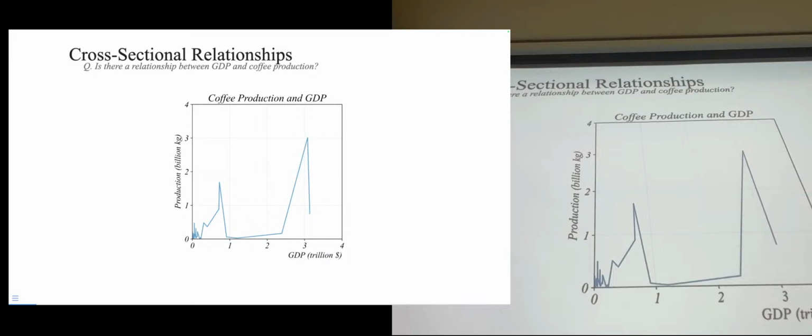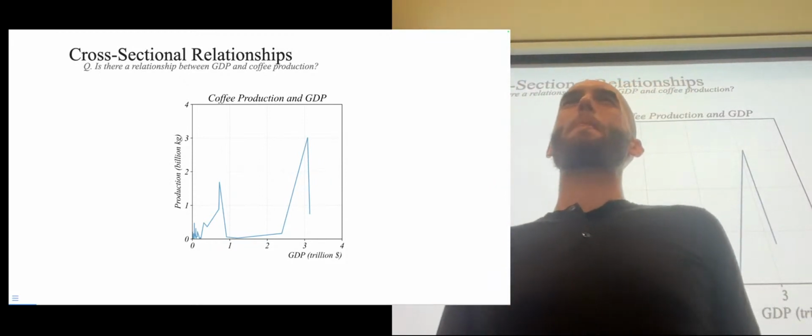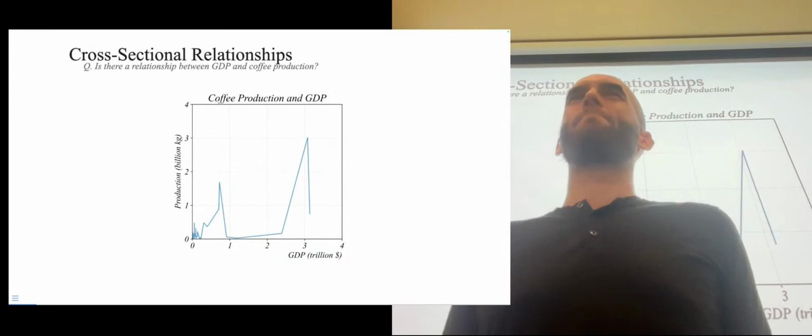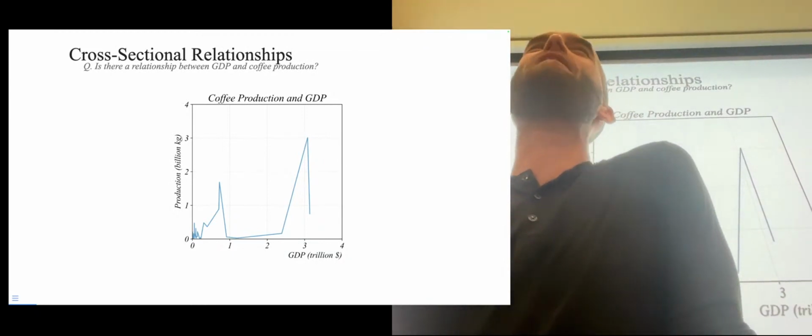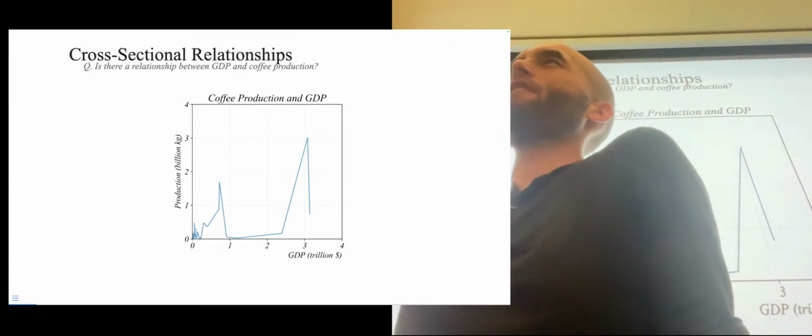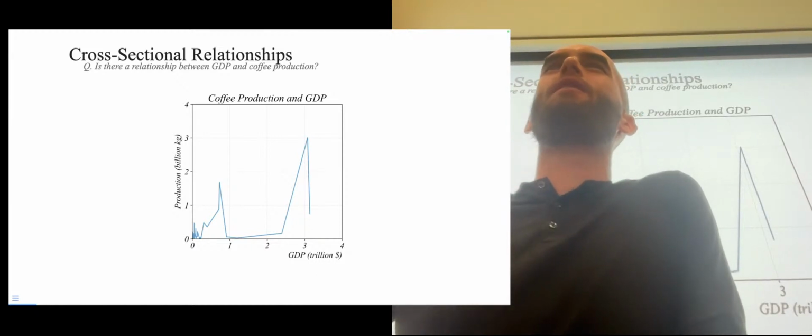Is this informative? Why is this not informative? Why do we use a line graph with time series, but we don't when we use cross-section? Yeah, Alexis. If you're looking at different countries, there's no reason for them to connect, they're not related to each other. That's exactly it. Alexis is saying these observations in cross-section are not connected to each other. It's not the same unit of observation.